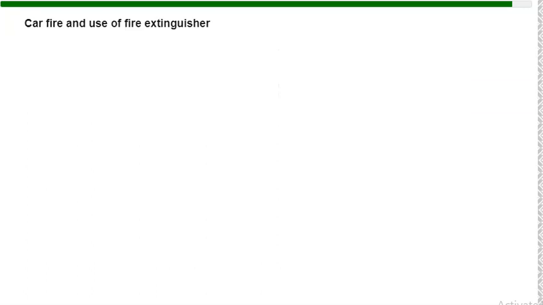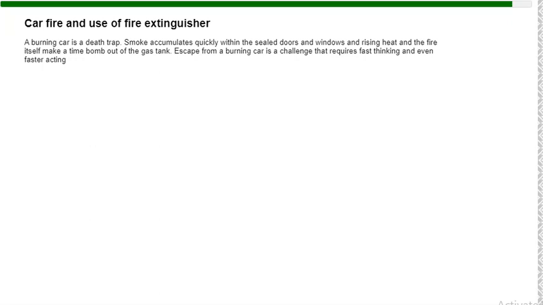Car fire and use of fire extinguisher. A burning car is a death trap. Smoke accumulates quickly within the sealed doors and windows, and rising heat and the fire itself make a time bomb out of the gas tank. Escape from a burning car is a challenge that requires fast thinking and even faster acting.